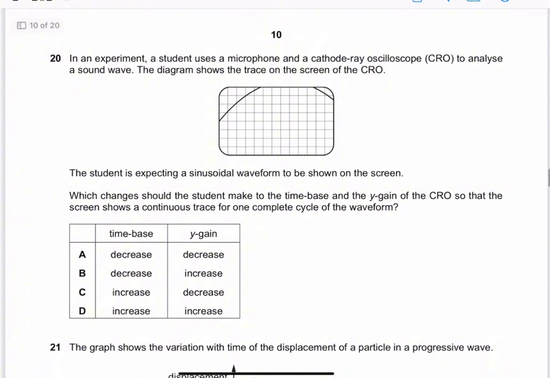Okay, moving on to question number 20. In an experiment, a student uses a microphone and a cathode ray oscilloscope, CRO, to analyze a sound wave. We're given a trace on the screen of the CRO, and the student is painting a sinusoidal waveform to be shown on the screen. Now we're asked, which change should the student make to the time base and the Y gain of the CRO so that the screen shows a continuous trace for one complete cycle of the waveform?